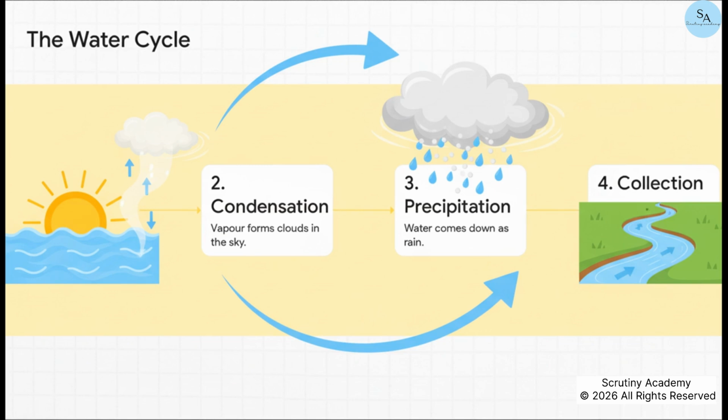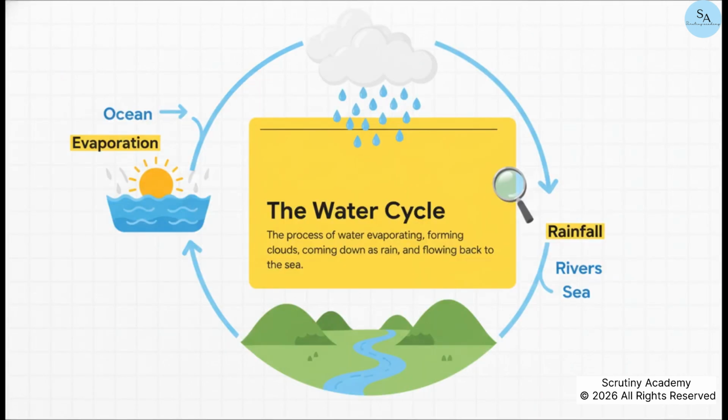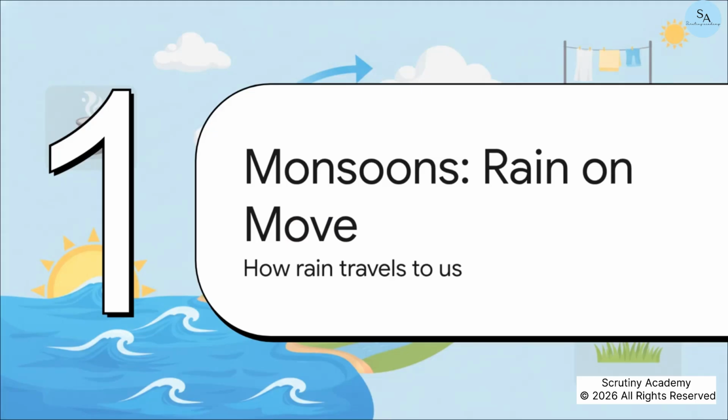That water then collects in rivers and streams, flows all the way back to the sea, and the entire journey begins all over again. And this whole beautiful repeating process has a name, the water cycle. It's basically the planet's own plumbing system, constantly moving fresh water from the oceans to the land and back again.